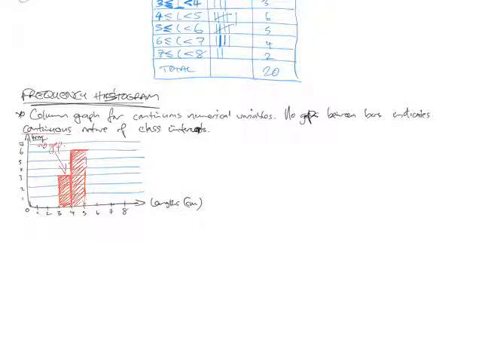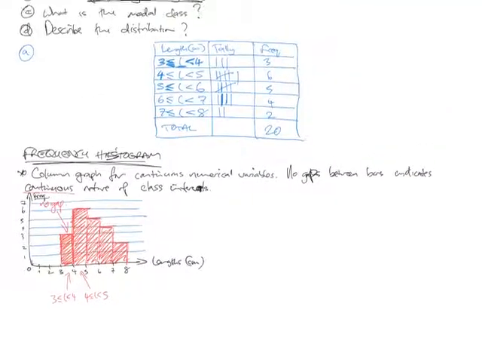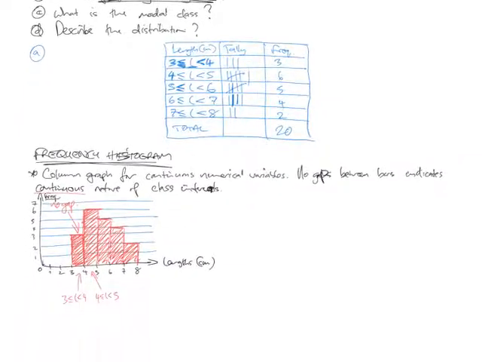It reflects the continuous nature of the class intervals, and these are your class intervals here. This is the 3 less than or equal to the length less than 4. This one is the 4 less than or equal to the length less than 5, etc. So 5 to 6 happened 5 times. So that's there. 6 to 7 happened 4 times, so that is here. And 7 to 8 happened twice, so that is there. So that's a frequency histogram. What makes it special? There's no gaps. Why? Because it is a chart for continuous numerical data, not specific data values.